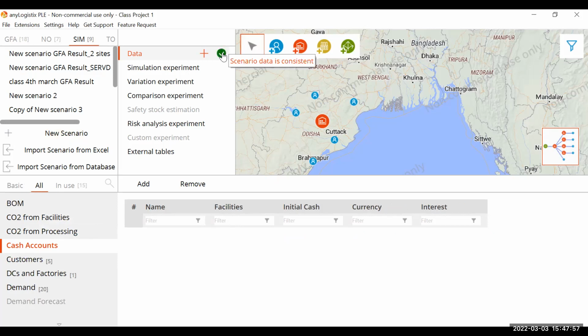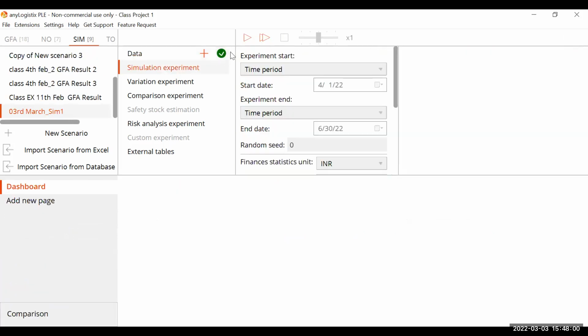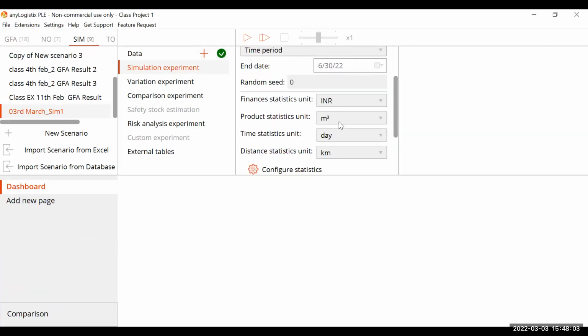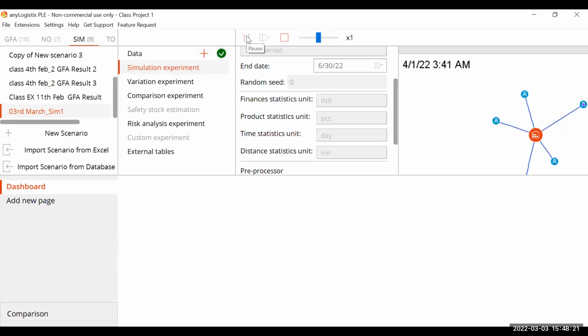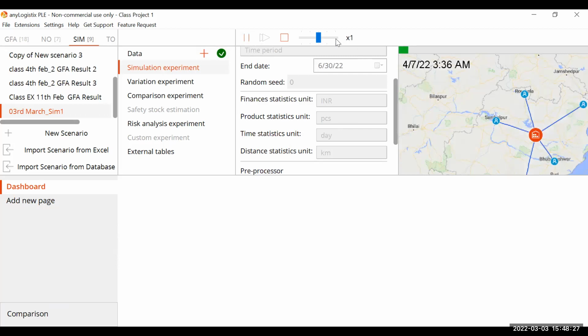Let me check that the data is okay. Then make sure that your product statistics unit is pieces, because those are the vehicles. Okay. So if you see, it is running the simulation on the right end. You can make it faster also, with the speed. Each day it is showing how much demand, everything. Closing at 30th.